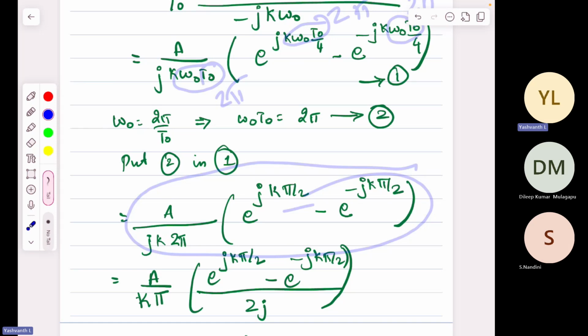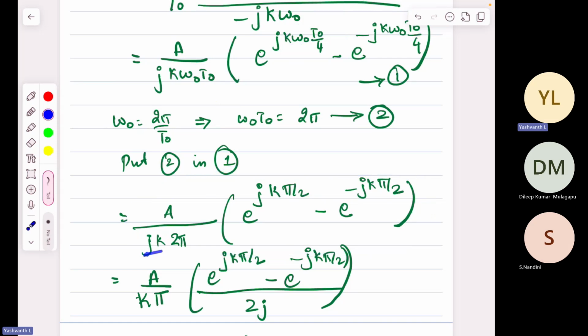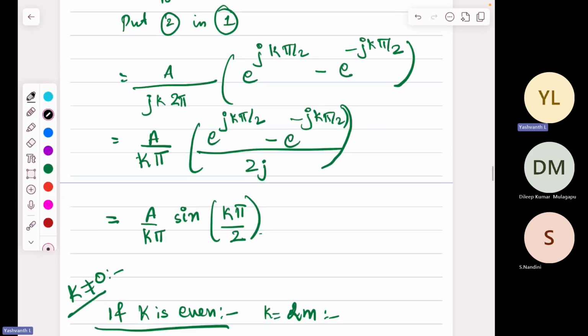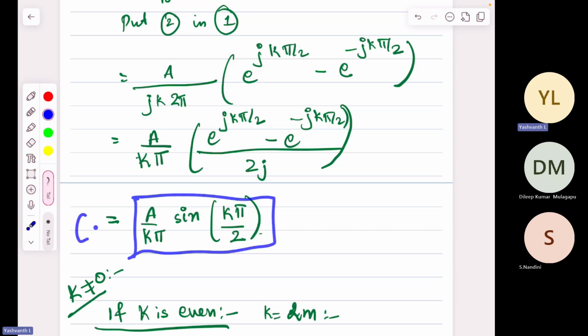Now see what is left, the form a by jk 2 pi, e power jk pi by 2 minus e power minus jk pi by 2. You take 2j from here to inside. Okay, now can anyone tell me what this is? e power jk pi by 2 minus e power minus jk pi by 2 by 2j. Sine function. Exactly, that's the Euler's expansion of sine. This is nothing but sine k pi by 2. Right, so this is basically the Fourier coefficient ck.